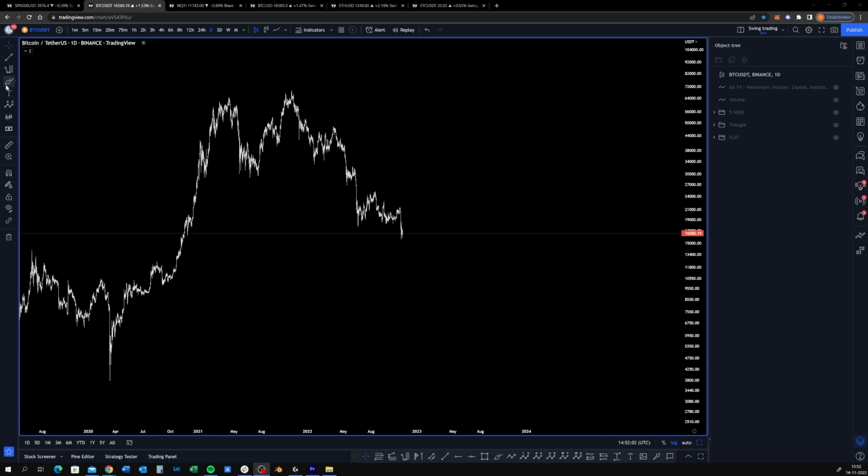We do this for our members almost every day, multiple times a day, and we're analyzing the crypto market and the stock market like SPX. Today we're going to take a look at Bitcoin using Elliott waves.